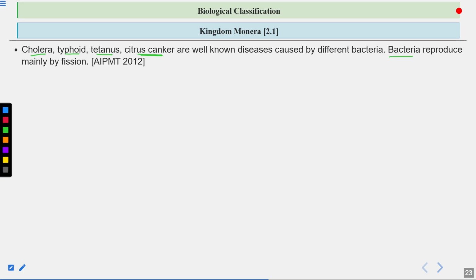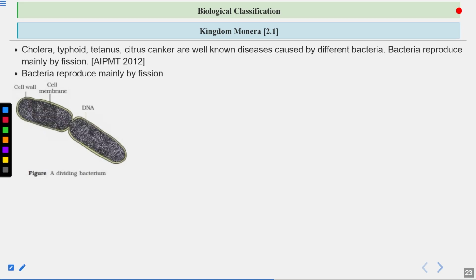And how do the bacteria reproduce? So they reproduce by asexual reproduction, which is known as fission, basically binary fission. Where one cell divides into two, this is known as the binary fission. This is one parent cell divided into two daughter cells. Bacteria reproduce primarily by fission. This is the bacteria which is dividing.